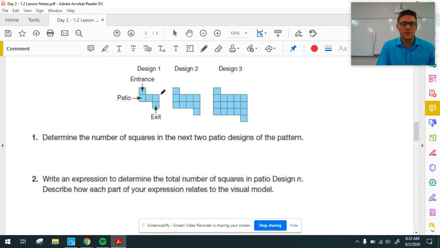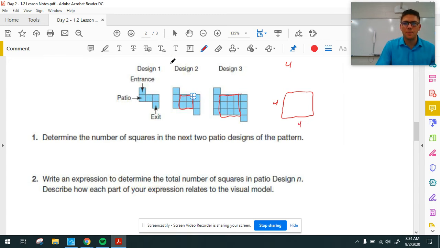So this one asks us to determine the number of squares in the next 2 patio designs of the pattern. So we can kind of see what's happening here. Design 2 has a 2 by 2 square. Design 3 has a 3 by 3 square. Design 4 would have a 4 by 4 square.